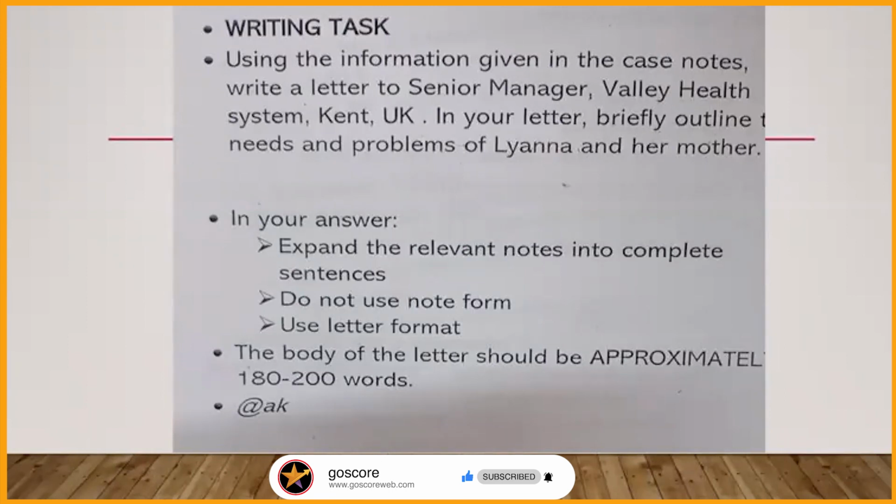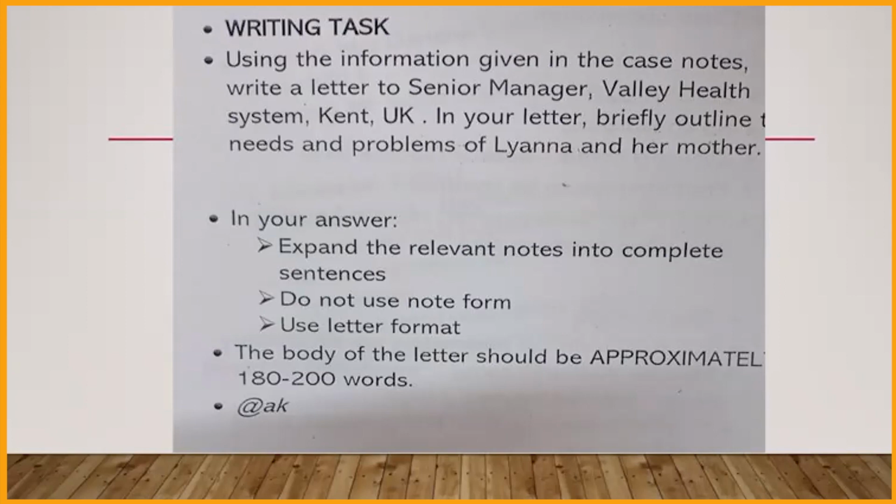What do you mean by Valley Health System? Valley is a name. Health system generally refers to organizations that are mainly devoted to health care. So that is basically to do with the health system. And in this, what are we supposed to write? What are we expected to write? We have to outline the needs and problems of Liana, which means the patient, and her mother.